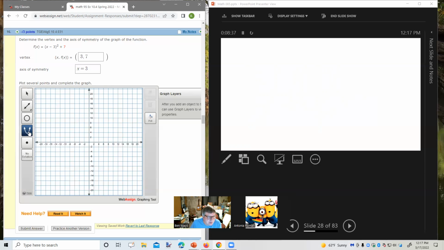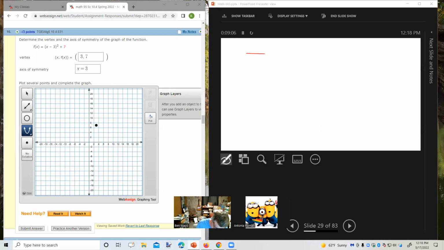The next thing I'm going to do, I'm not going to click on this, just the parabola. I'm going to come over to the graph and I'm going to plot the point 3, 7. Now notice my scale, each square is 2 units. So 3 is right there, 3, 7 is right there, okay? But I need a second point.